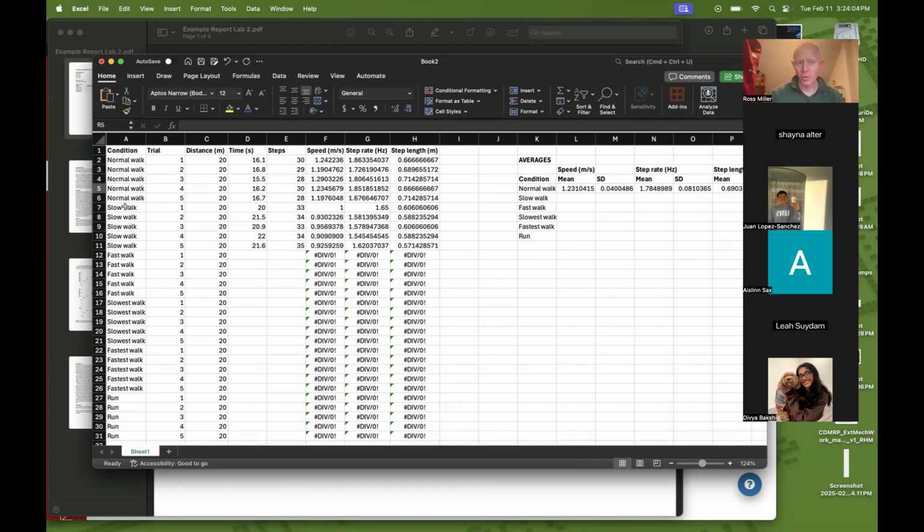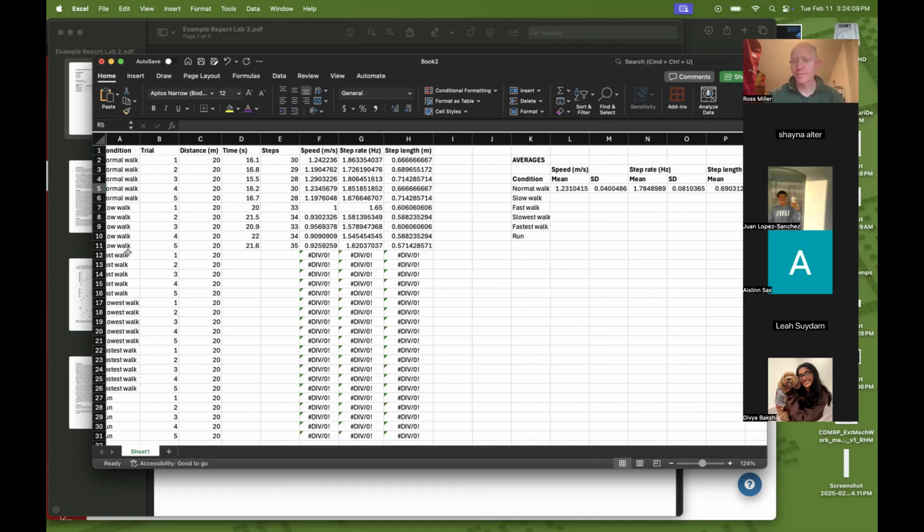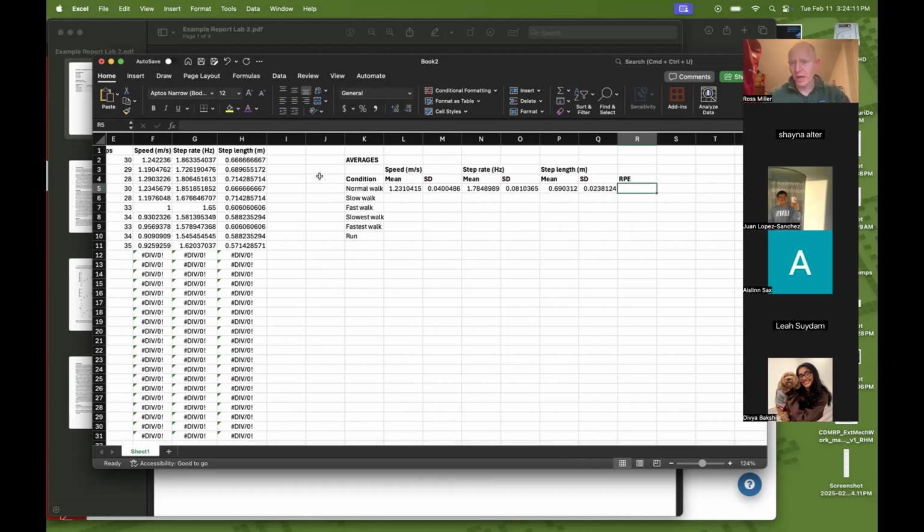Same thing for slow walk. There won't be 5 different values. You'll just have one value for the RPE for slow walk. So for that one, you won't have a mean and standard deviation because there's just one number for it. So maybe this one was a 3 and maybe this one was a 2, for example.